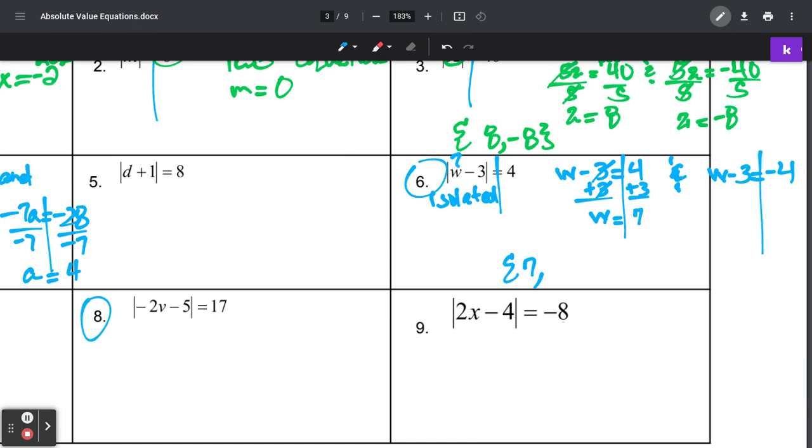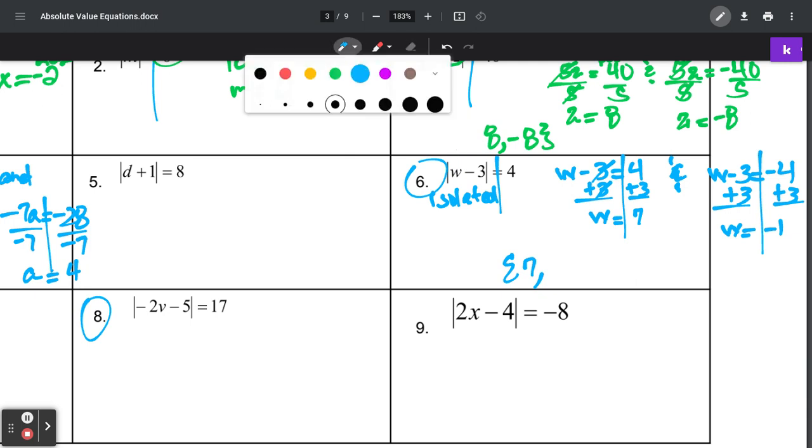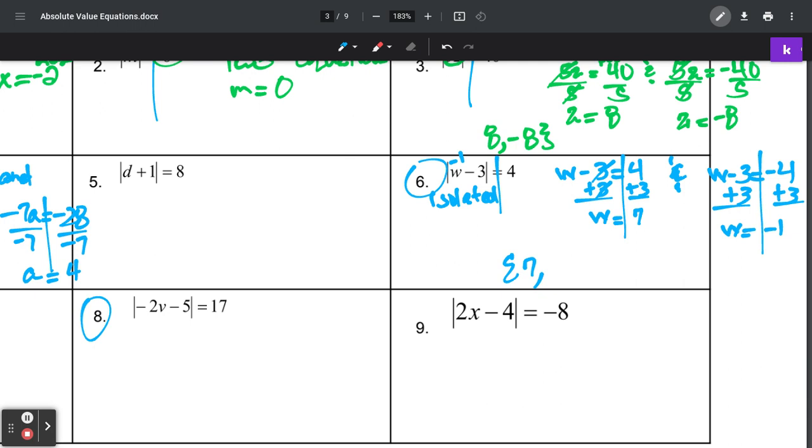Okay, let's take a look at this one. Add 3 to both sides. The distance between -1 and 3, sorry, guys, is also 4. So my answers are 7 and -1.